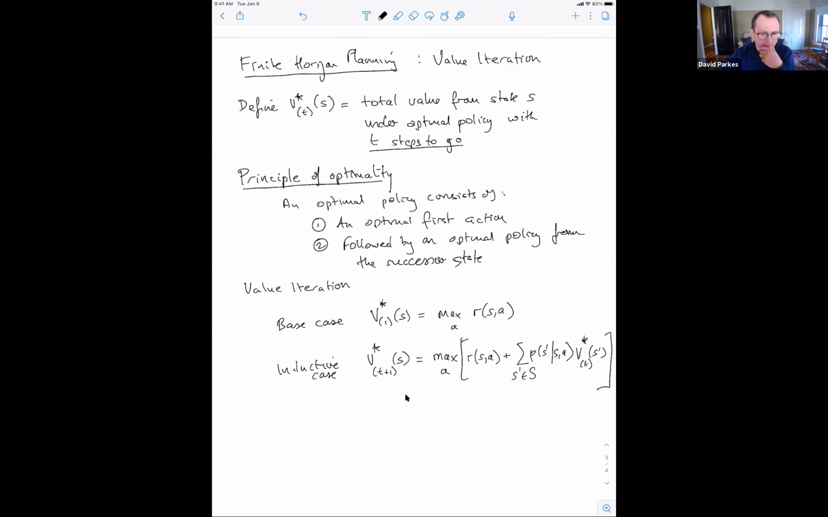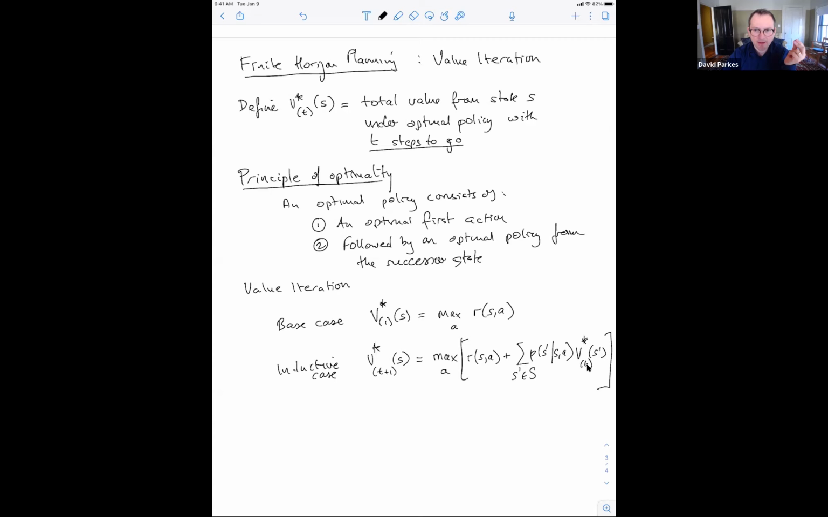Let me pause so you can all write this down, those of you that are writing. So it's v star t plus 1 of s. This is our value with t plus 1 steps to go. It is the maximum over actions to take now, considering the reward for different actions now, plus I think about the distribution over states that I land in next, and then I think about the continuation value. At that point, I would only have t steps left.